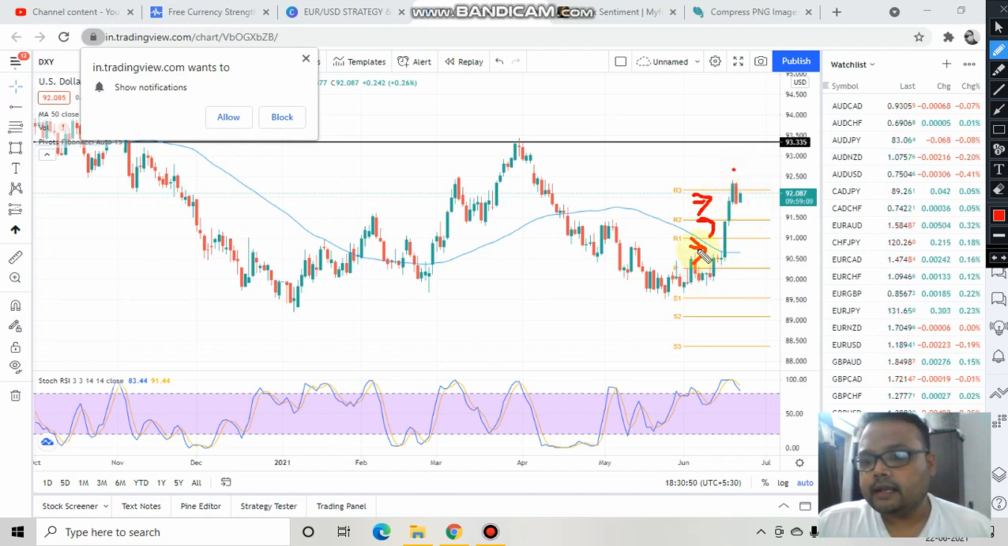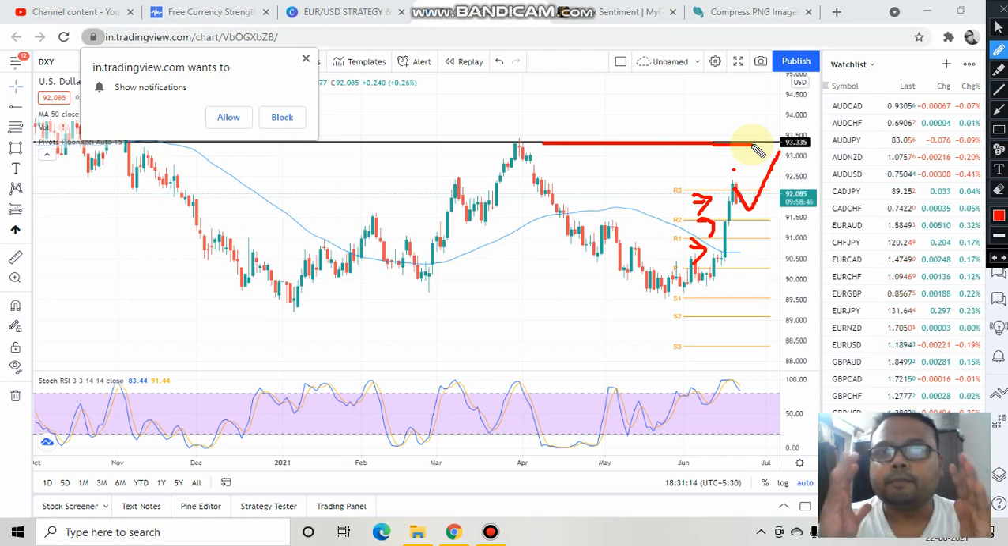So whenever we get a pattern like this, do not assume that the market is about to fall or the dollar will fall. In a pattern like this, there is a higher possibility that after the pullback, the market will be going up. You can see that there is a resistance here at the 93.35 level. So there is a good possibility that after the pullback, the dollar will be going up again. Overall, the picture of the US dollar is very bullish. If the US dollar is bullish, then currency pairs like USD CAD, USD CHF will also be bullish.